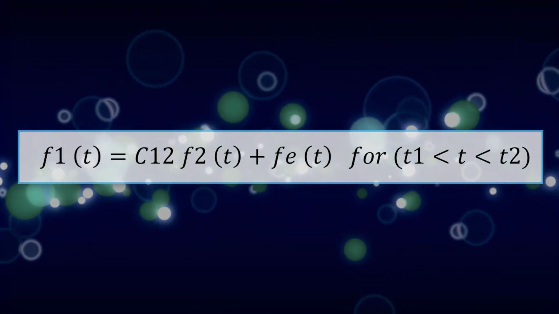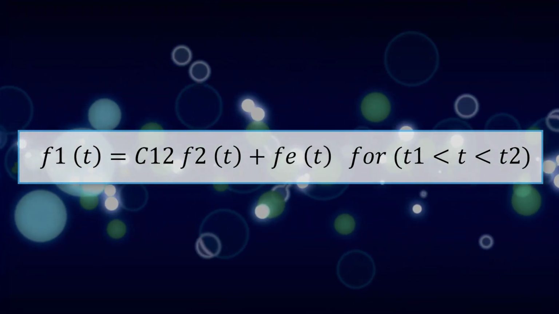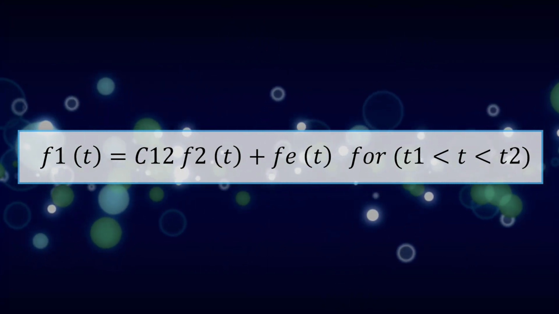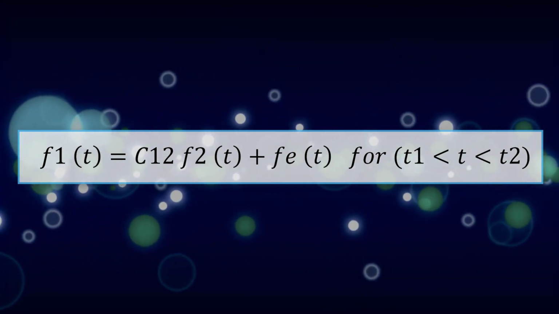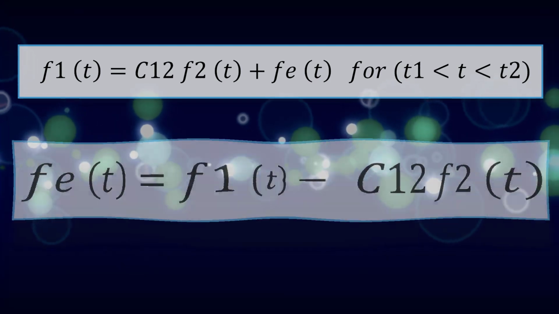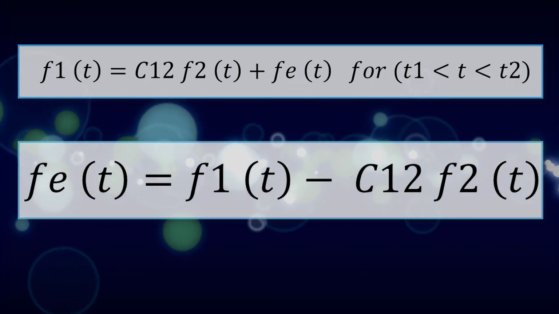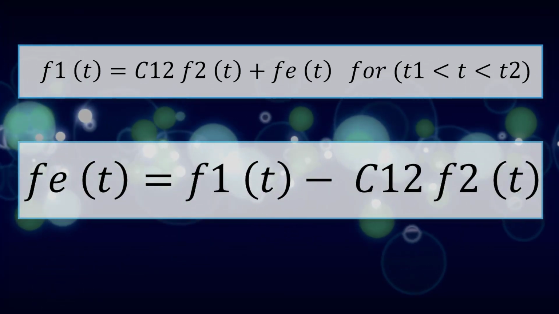f1(t) = c12 f2(t) + fe(t), for t1 < t < t2. Where fe(t) = f1(t) - c12 f2(t).